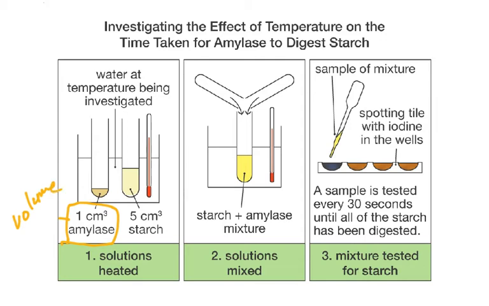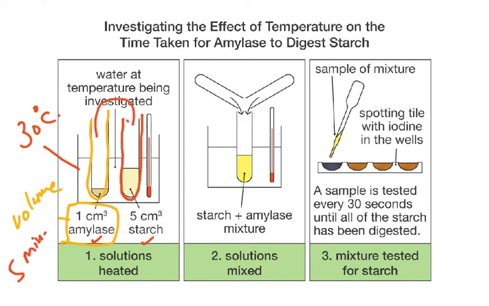Then you took 5 centimeter cube of starch. But look at this, the important thing. The amylase was kept separate and the starch was kept separate, and then this was kept in a water bath. So this is a water bath, and say the water bath was at 30 degrees Celsius. So now the amylase is also at 30 degrees Celsius and the starch is also at 30 degrees Celsius, and you leave this for 5 minutes and then you mix them.